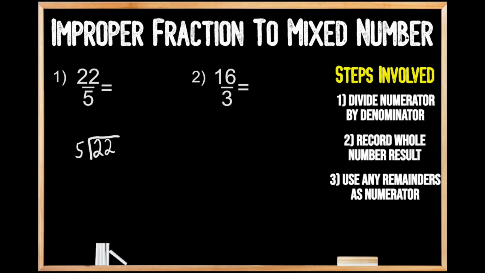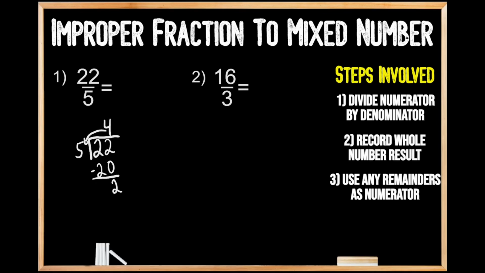Now the problem is we can't divide 2 by 5, so we're going to move from left to right, and now we're going to divide 22 by 5. And we know that we can make 4 whole groups of 5 out of 22, so we're going to write our 4 up top, and then we're going to move on to our next division step, which is to multiply. And when we multiply 4 times 5, we get 20. Our next division step is to subtract, and when we take away 20 from 22, we're left with 2.